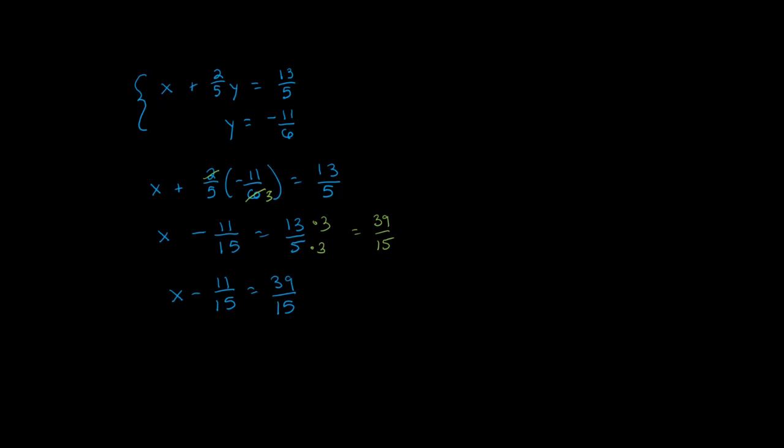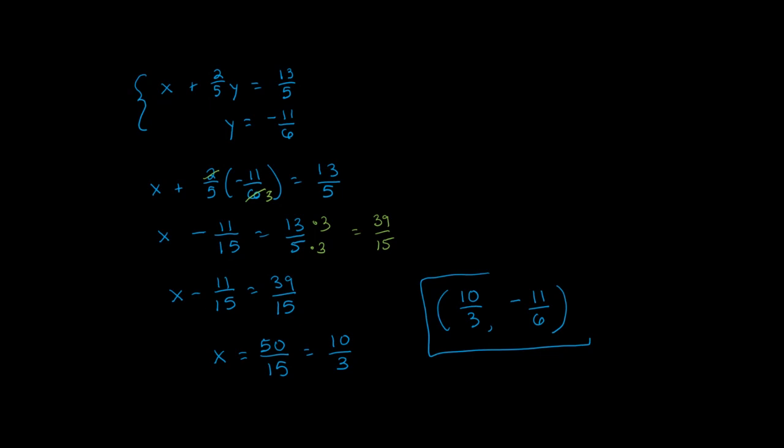So now I solve for x by adding 11 over 15 to both sides. So 39 plus 11 will give me 50 over 15, which then I can divide both by 5, which gives me 10 over 3. And so now I have my final solution. My x value is 10 over 3, and my y value is negative 11 over 6. And I'm going to write that as an ordered pair.